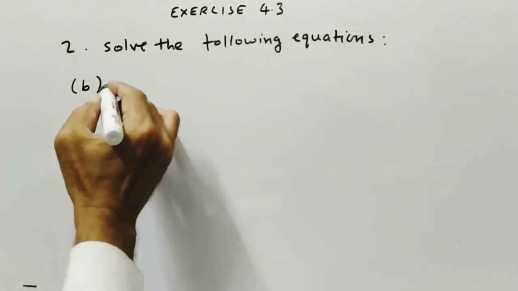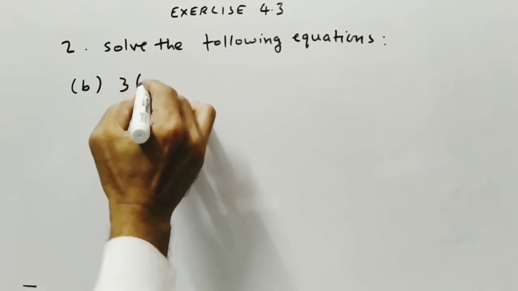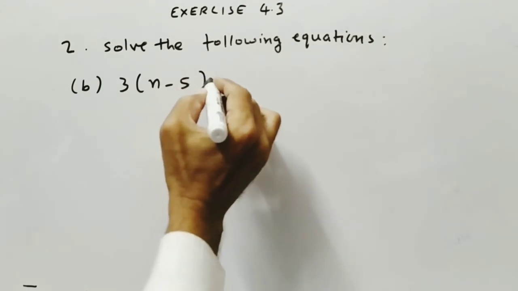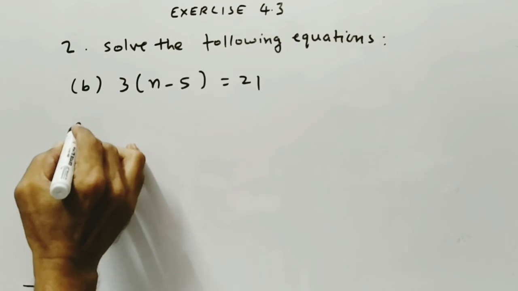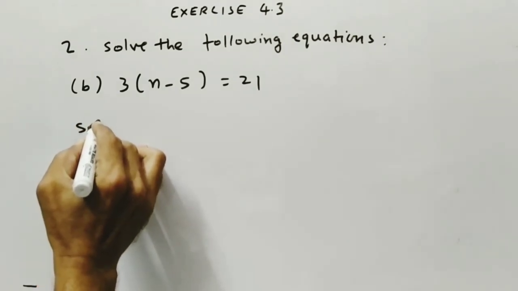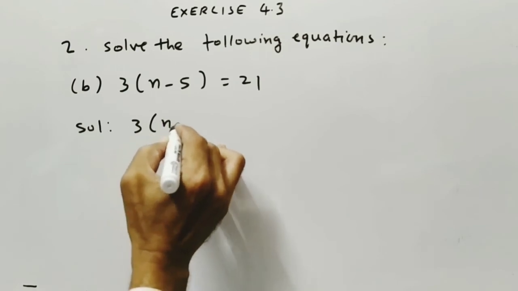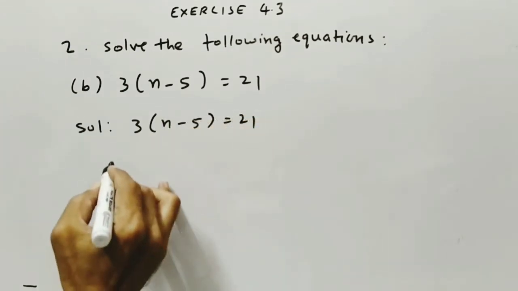B. 3 into n minus 5 is equal to 21. Solution: 3 into n minus 5 is equal to 21.